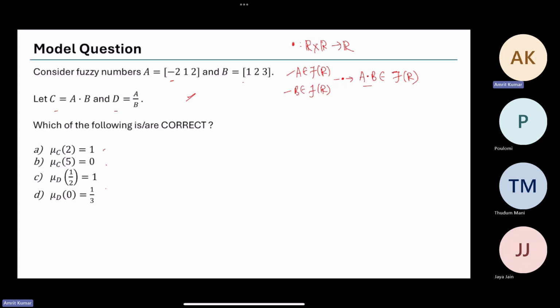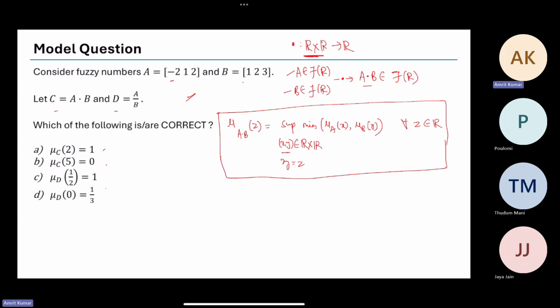So let's just use the extension principle. We need to take the supremum of this quantity where x comma y comes from R cross R. Notice that our domain X cross Y is nothing but R cross R. Therefore, we need to search pairs x comma y in R cross R such that f of x comma y equals z. And f here is dot. So this is nothing but x times y equals z. So this is what the extension principle gives us.